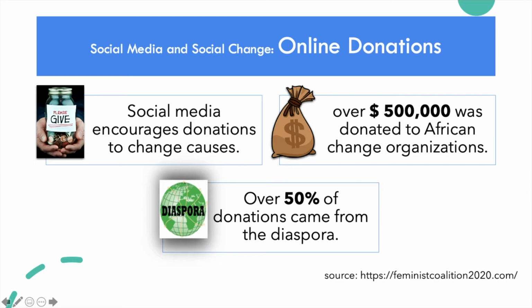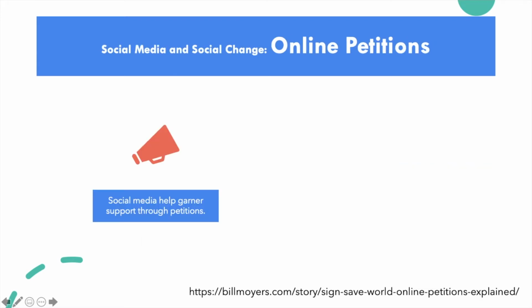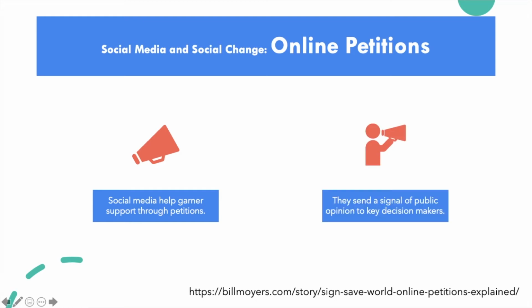So aside from donations, petitions are also another way to make social change. And social media also help as well. So social media helps garner support through petitions. And these petitions are a way to send public opinions to key decision makers and allow these decision makers make change based on these opinions.